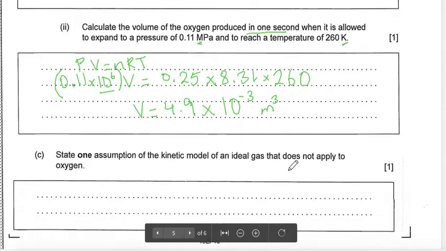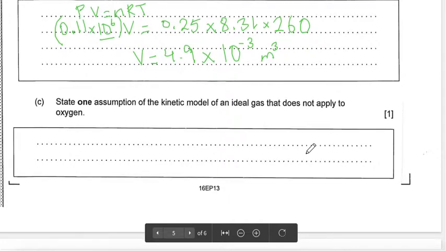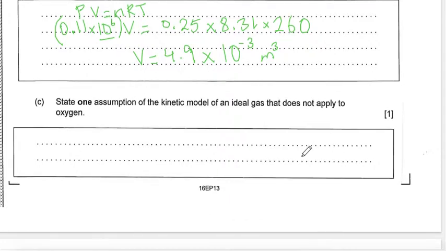Part C asks for one assumption of the kinetic model that doesn't apply to oxygen. Well, it's indirectly asking you to say one of the assumptions of the ideal gas kinetic model. So you can say they obey Newton's laws, they obey PV equals nRT, collisions are elastic, there are no intermolecular forces, all energy is kinetic. Any one of these will work because it's only one mark.